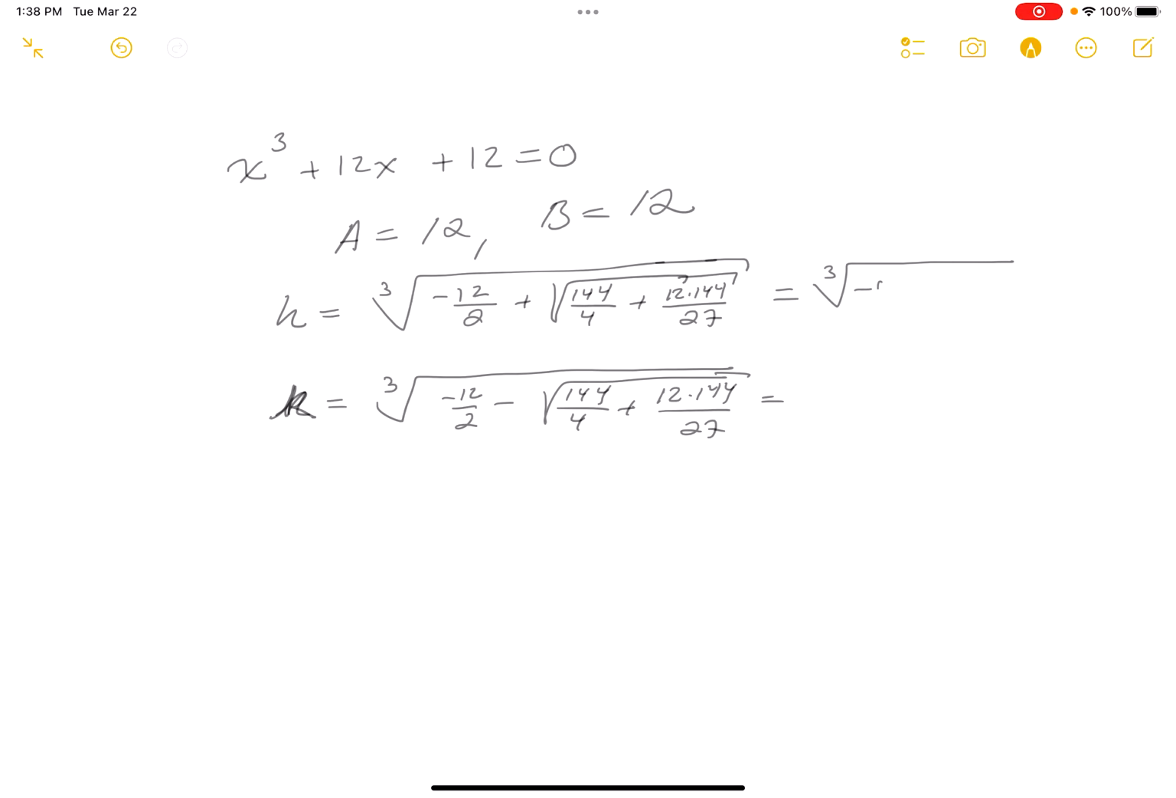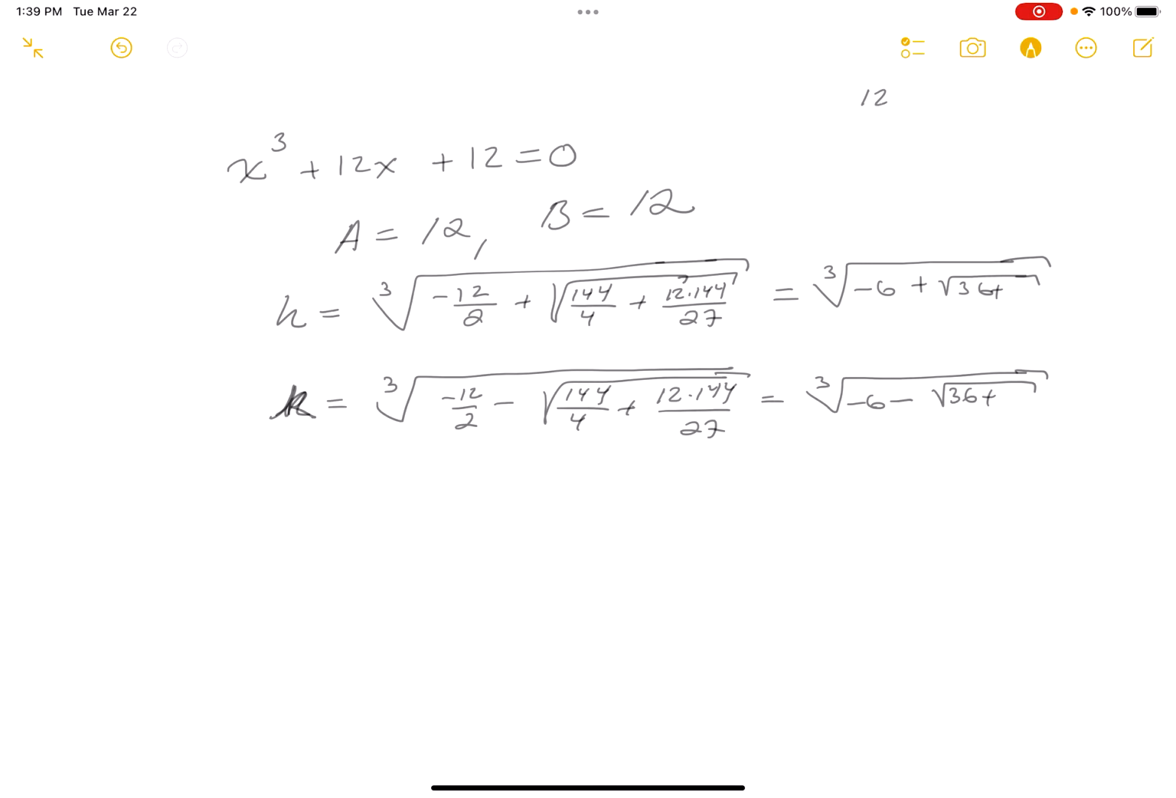It's going to be minus 6 plus, well, 144 divided by 4, that's 36. All right. Let me write this one over here, too. I'm getting close. Cube root of minus 6 minus, and let me write this over here, 36 plus. Now, I've got to do this 12 times 144 over 27.